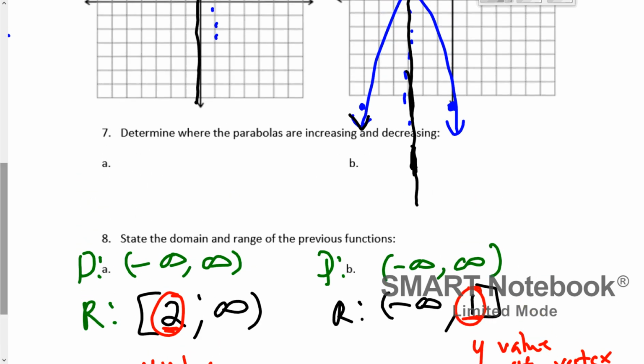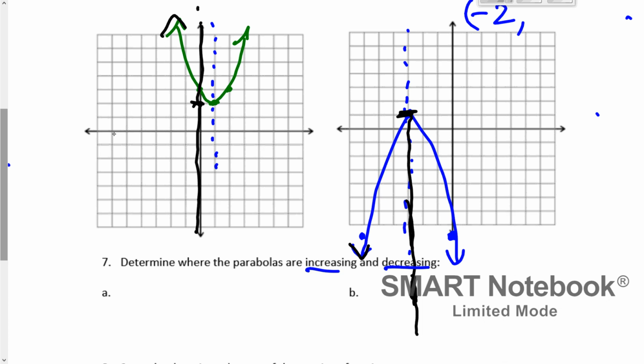Okay, increasing and decreasing. All increasing and decreasing relates to the domain. So when I talk about increasing and decreasing, it has to cover the interval of my domain. I'm looking at my x's from left to right. Where does my graph start going down? And at what x value does it stop going down? So that's right here. My graph from left to right is going down, and it stops going down right here.